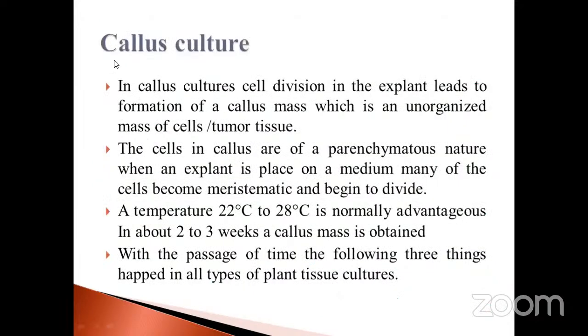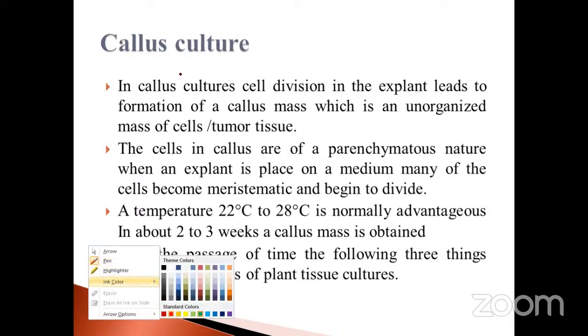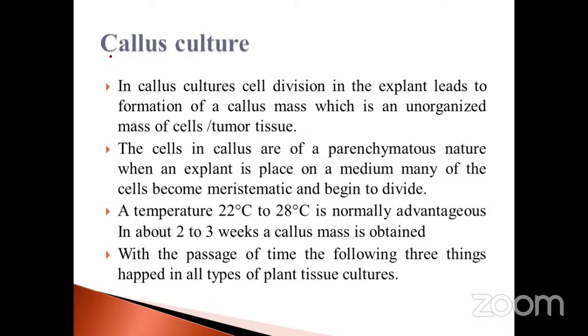The next one is callus culture. Already we discussed, this is one of the important methods. So callus means what is that? When the explant undergoes growth or mitotic cell division within the test tube, it produces a mass of cells, undifferentiated cells, uniform cells, homogeneous cells. That mass of cells is called callus.